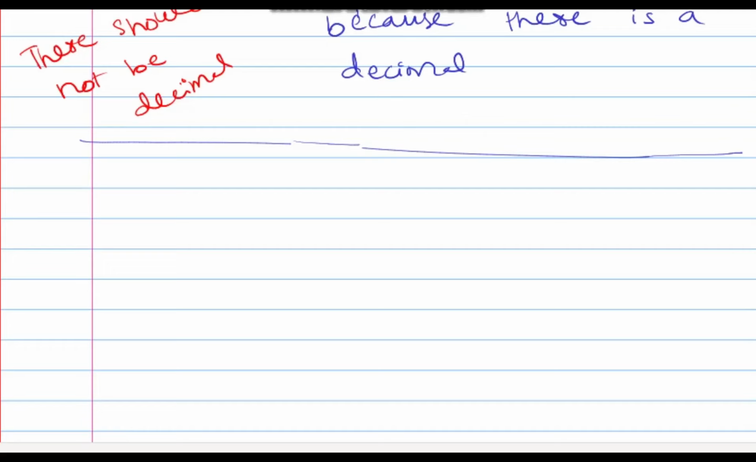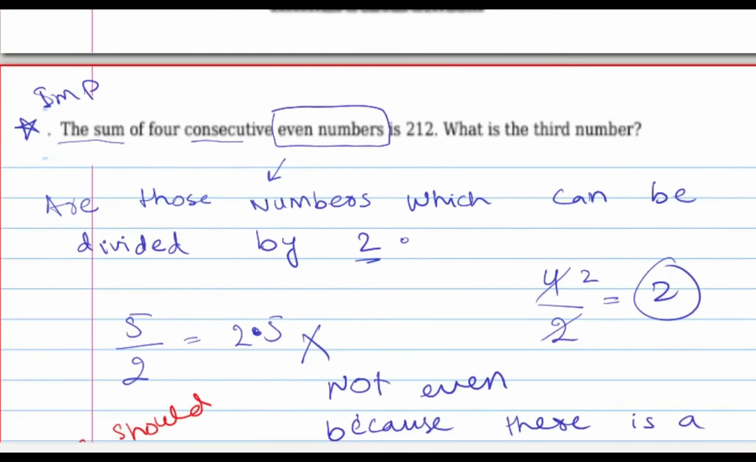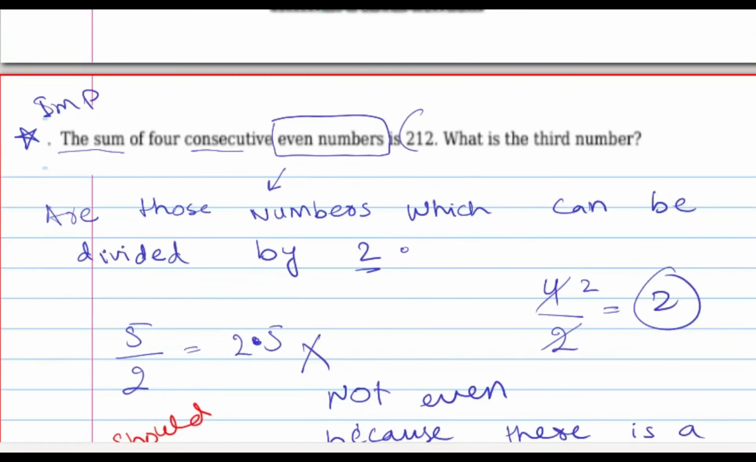So basically, let me suppose x is the first even number, and x plus 2 will be the second even number. In even numbers, we add 2, not 1. And x plus 4 is another number, and x plus 6 will be the other number. Do you understand? These are four consecutive even numbers. I don't know what the numbers are, and the total sum is 212.